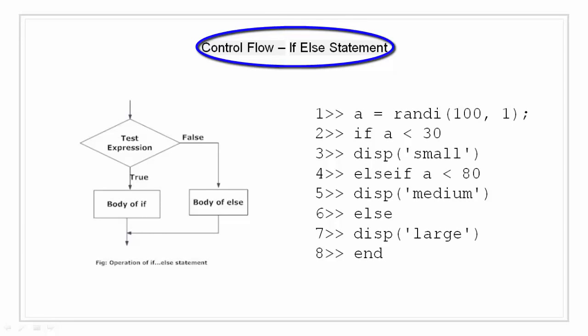If and else conditional statements allow us to select at runtime which block of code to execute. It can include alternative choices like else if or else as shown in the example. The examples demonstrate a very simple use of if-else statements. A random number a is taken and its condition is checked. If the value of a is less than 30, then we will display small. If the value of a is less than 80, we will display medium, or else we will display large.